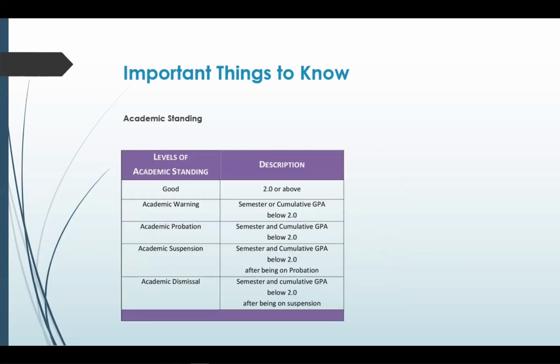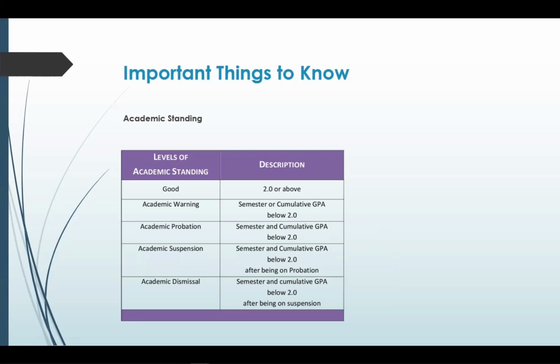Now let us briefly discuss academic standing. Students with a GPA of 2.0 and above are considered to be in good academic standing and are not negatively affected. Students, however, with a GPA below 2.0 are considered to be on academic warning, probation, suspension, or dismissal and are negatively affected by being prohibited from registering themselves into their courses and would be required to complete an academic standing petition request to be enrolled into their courses.